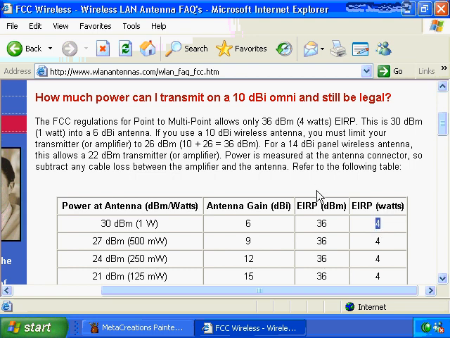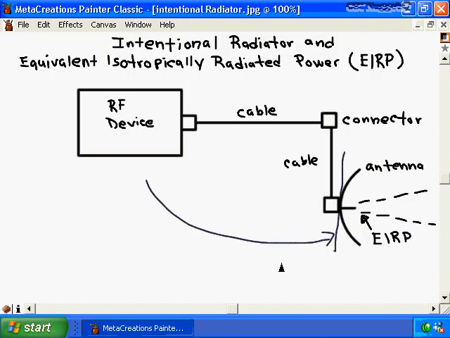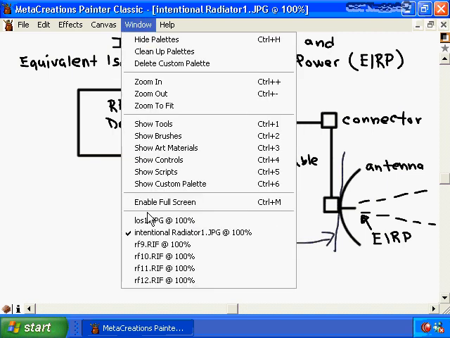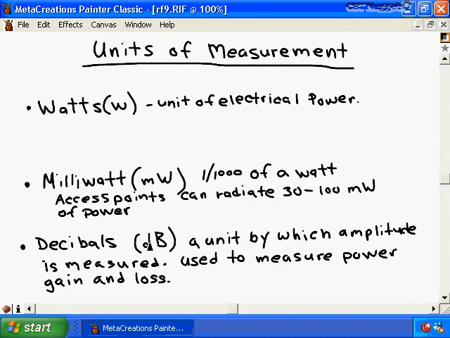Now, in order to effectively troubleshoot a wireless LAN, you'll need to know some radio frequency mathematics. And in order to understand some of the radio frequency mathematics, you'll need to know about the units of measurements, such as we have right here, that are used in radio frequency mathematics. So let's close out of here and get back to our whiteboard and learn about that. And now let's bring up another whiteboard with the units of measurements that are used within a wireless LAN.